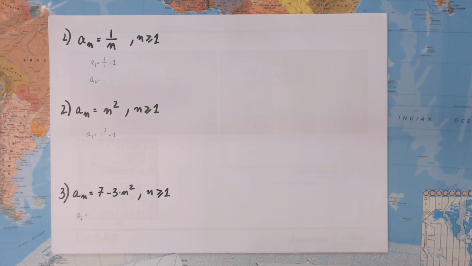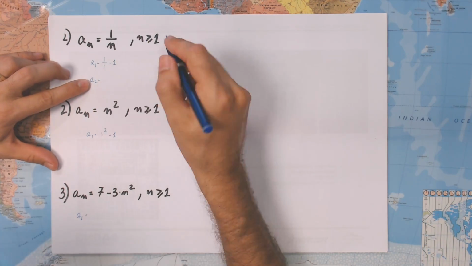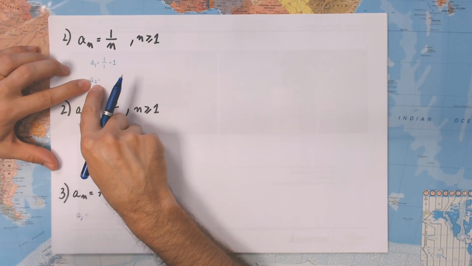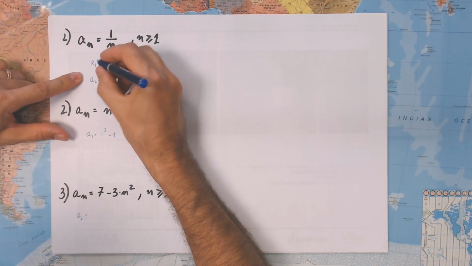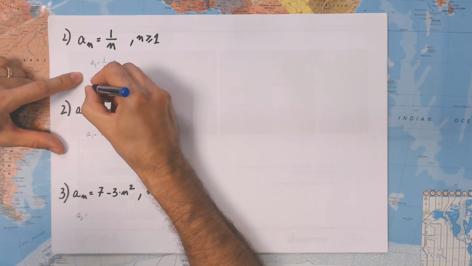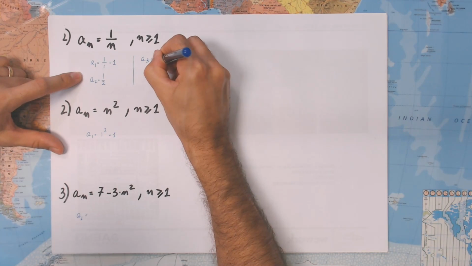99, 100, 101, 102, 103, 200, 201. Okay, I think now you're ready. Okay, what is a2? A2 is going to be, n is 2. I'm going to the second term, so n is 2, which is going to be 1/2. What is a3? It is 1 over 3.